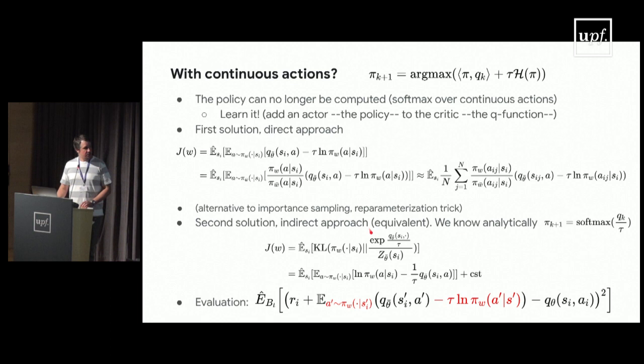And for the evaluation step, it's exactly the same as for DQN. You just use the same thing. You add the entropy, and you're done. And so this is basically the soft actor-critic algorithm that I just described. That was not presented this way, but it's value iteration.